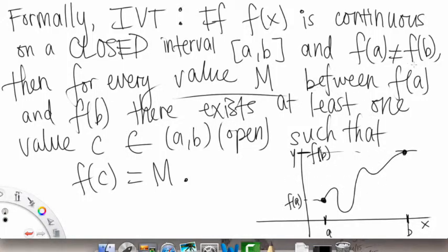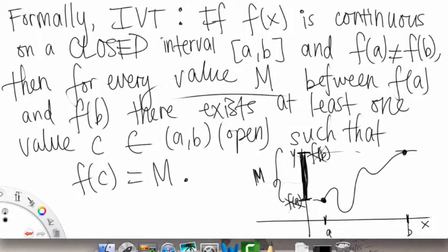So then it says, so that's our setup. F of a does not equal f of b, because if that were true, then they would be level, and that wouldn't really tell us anything. Anyways, for every value m between f of a and f of b, like I've mentioned before, every value here on the y-axis in between, represented as a collection of m's, just random y values, everything in between, not including the endpoints, is our m.